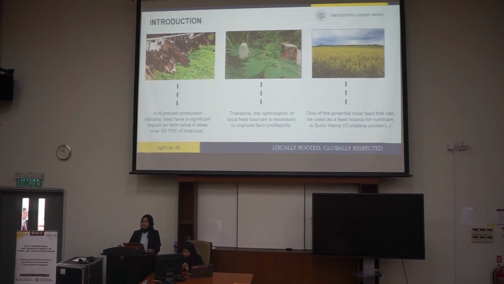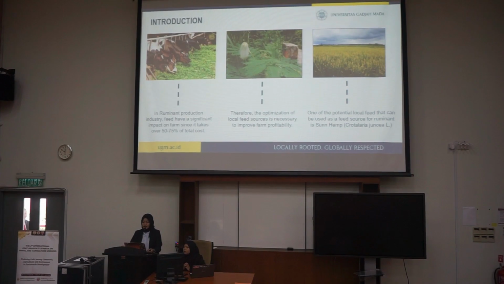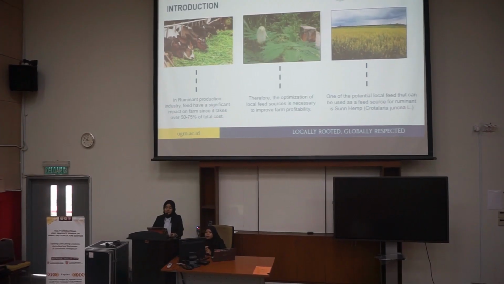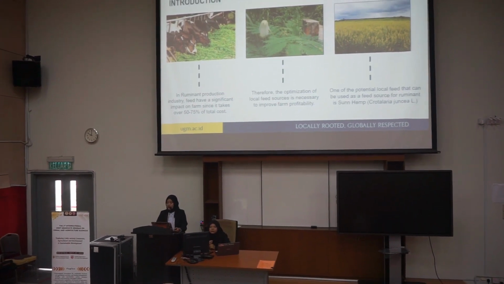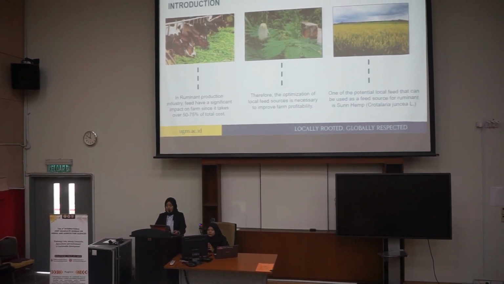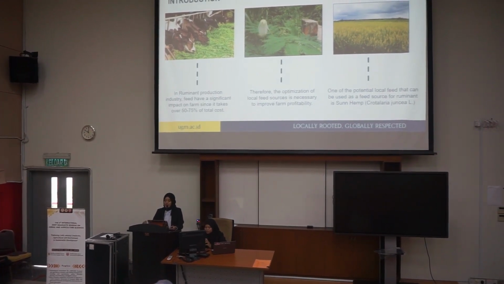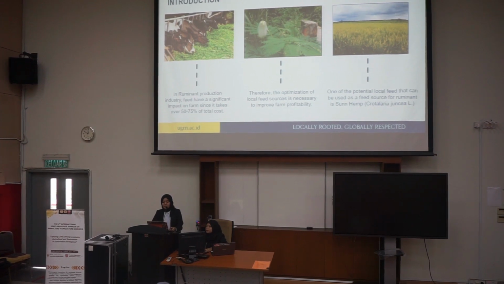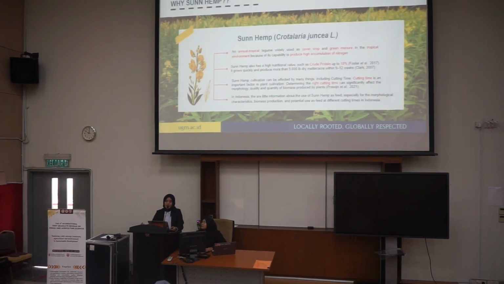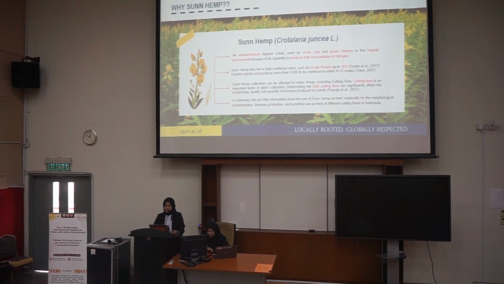So one of the potential local grasses or legumes that can be used as a feed source for ruminants in Indonesia is sunhemp. Sunhemp itself is an annual tropical legume widely used as a cover crop and green manure, especially in Indonesia or in the tropical environment, because of its capability to produce high accumulation of nitrogen. Sunhemp also has a high nutritional value. It also grows quickly and can produce high biomass in a short time.